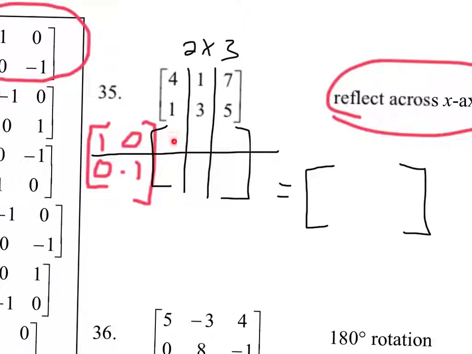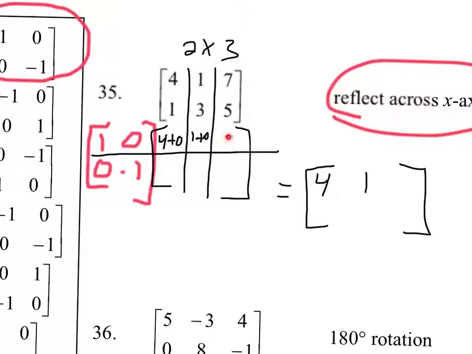All right, let's go ahead and multiply these. So in this spot, we're going to be multiplying 1 and 0 times 4 and 1. So 1 times 4 is 4. 0 times 1 is 0. So 4 plus 0 is 4. Let's do the next one here. 1 times 1 is 1. 0 times 3 is 0. So 1 plus 0 is 1.